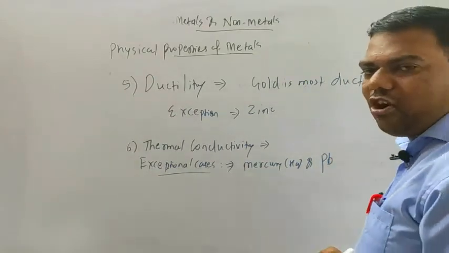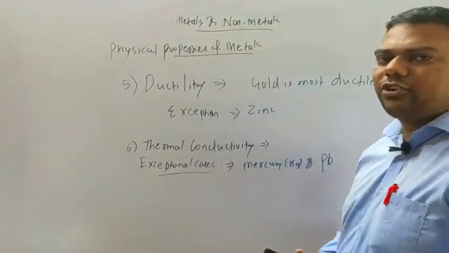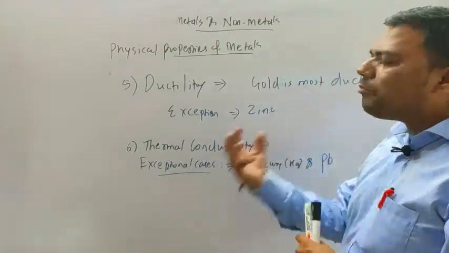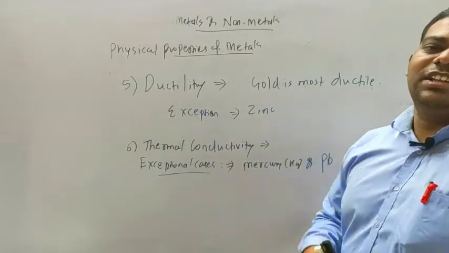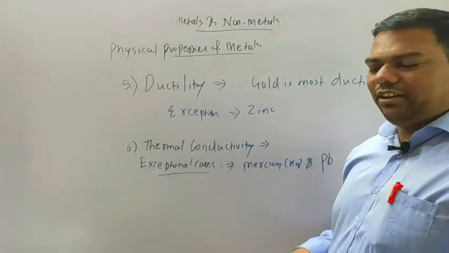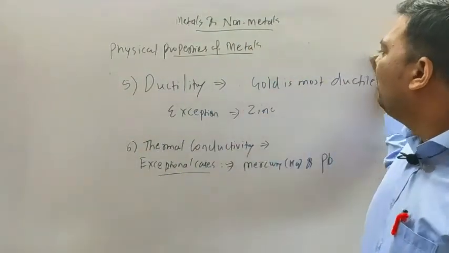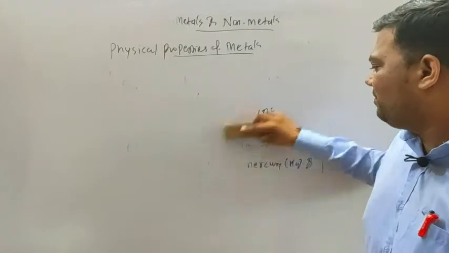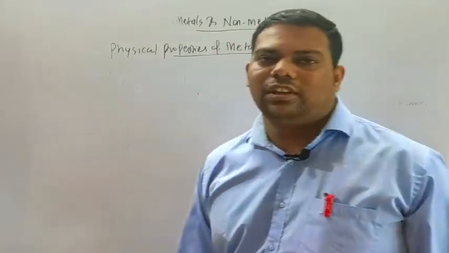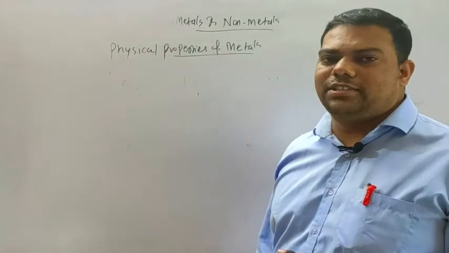Mercury and lead are bad conductors, or poor conductors, of heat. Understood? The other physical properties, electrical conductivity, density, alloy formation, sonority, and strength, you also have to read. These are very simple properties.